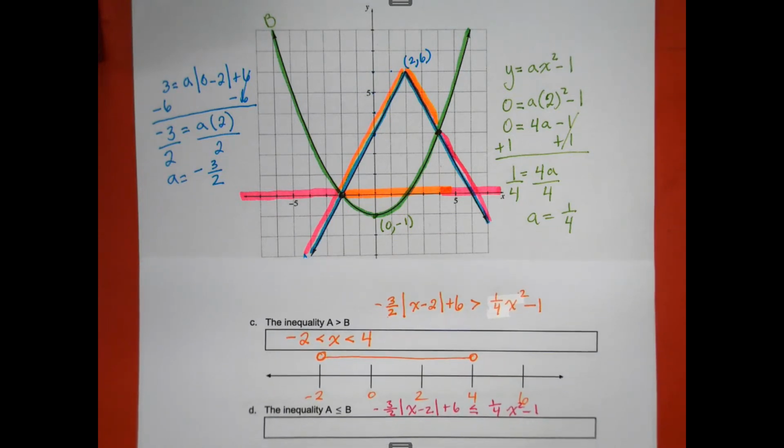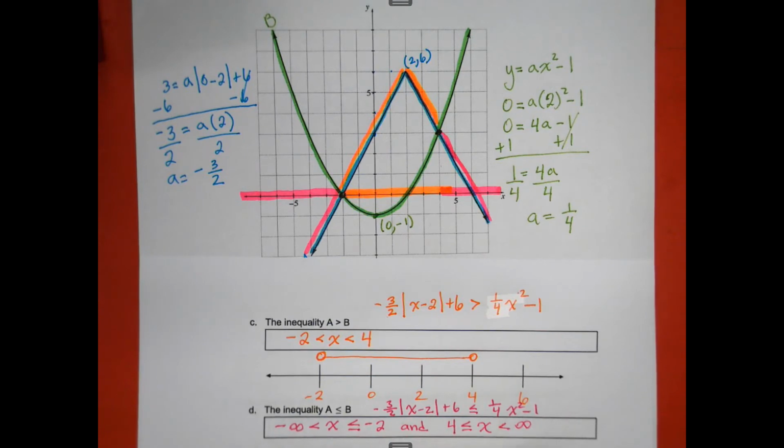So as inequality notation, we would say -infinity is less than x. Remember, you always have a less than sign when you're dealing with infinity. And that's going to be less than or equal to -2. And 4 is less than or equal to x, which is less than +infinity.